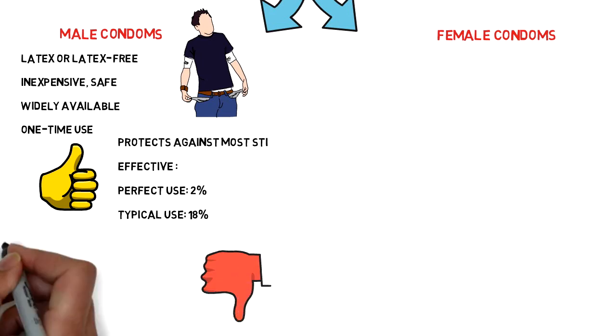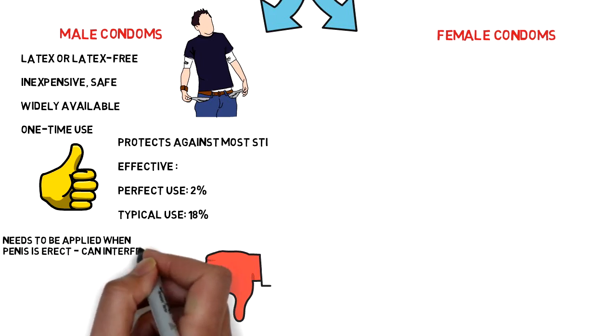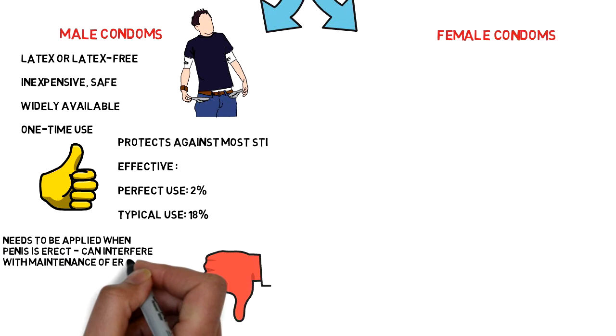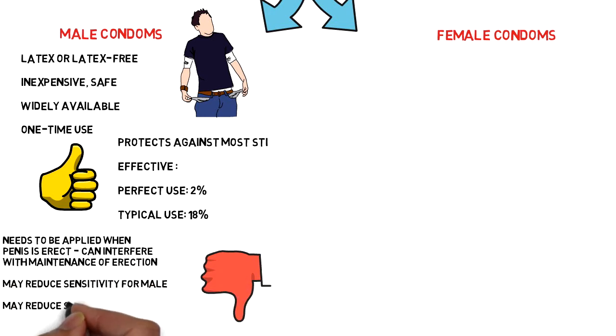And the disadvantages are that male condoms need to be applied when the penis is erect, which can interfere with the maintenance of an erection. This also can interfere with the spontaneity of sex. Condoms can also reduce sensitivity for the male, and they may slip or break, so they need to be handled properly.